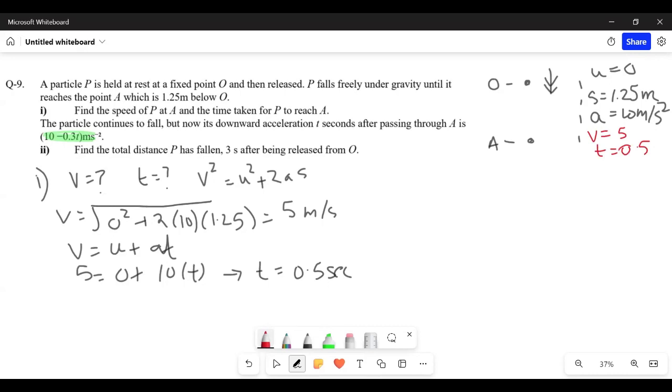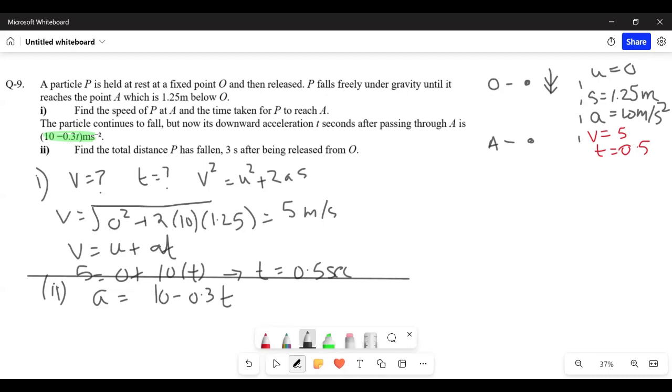अब next part में, as it goes down, the acceleration is not constant anymore. उसकी एक expression given है, 10 minus 0.3 t. Okay. So the particle continues to fall, but now its downward acceleration t seconds after passing through A is this. Find the total distance P has fallen 3 seconds after being released from O.